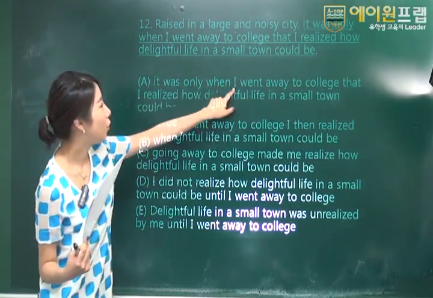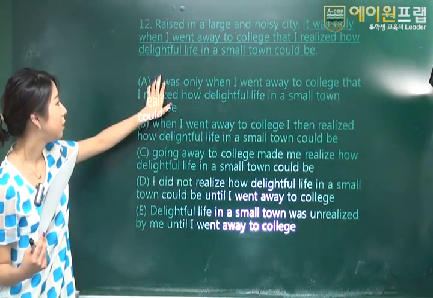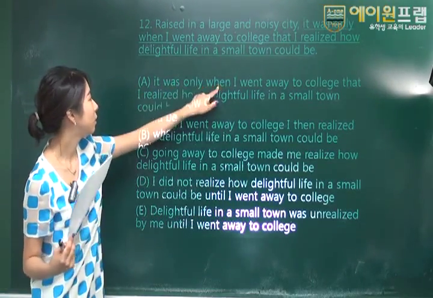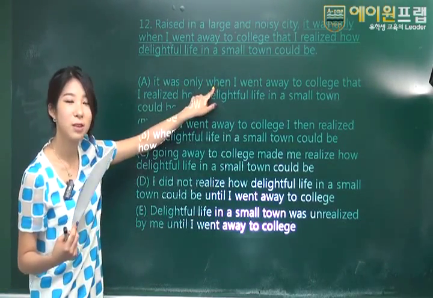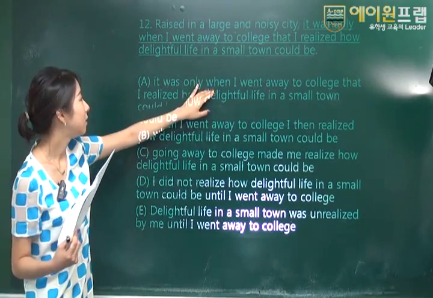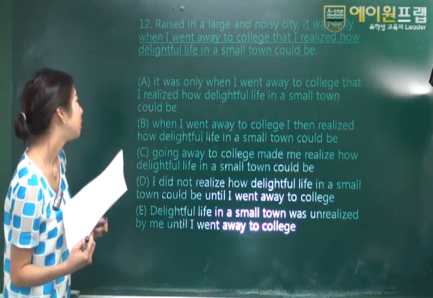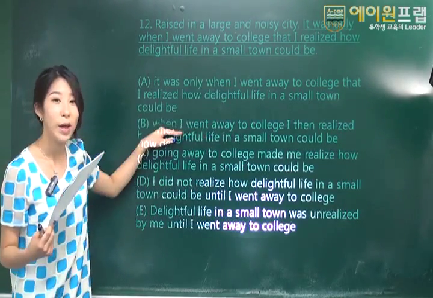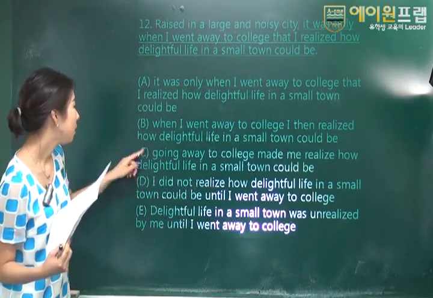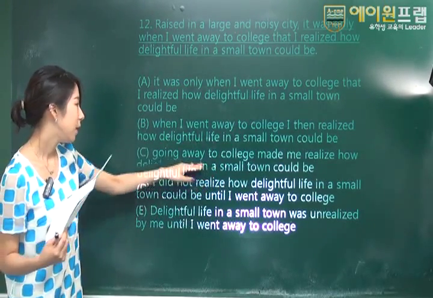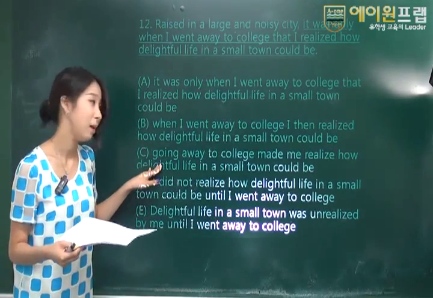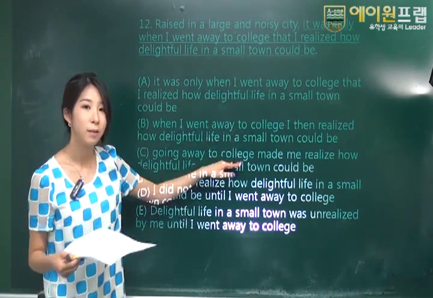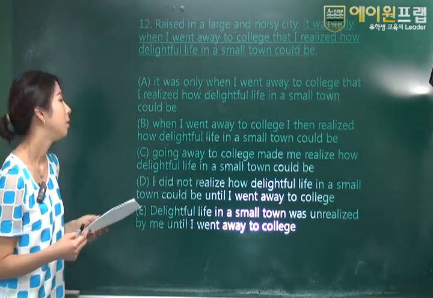It was only when I went away to college. So it's referring to the time, it's the moment. It was only when. It is when, right? So that's not the right subject. When is abstract. And B, when I went away to college. Again, raised in a large and noisy city. When? No, doesn't make sense. And going away to college, it's a participle. It's a verb form that acts as a noun.